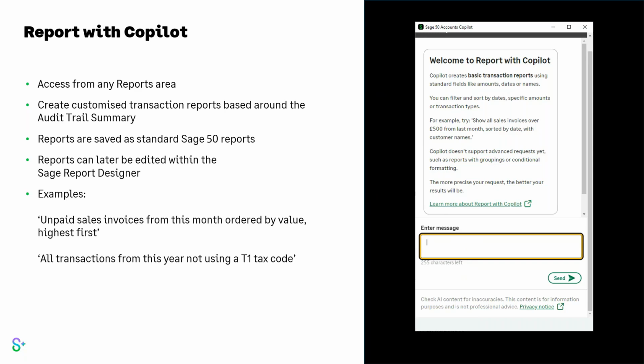We get so many requests virtually every day: I need a report of, or I need a list of such and such. So you can basically enter a message into that module. Ask whatever it is you're after. So it gives you some examples. I want to show all sales invoices over £500 from last month, sorted by date with customer names.